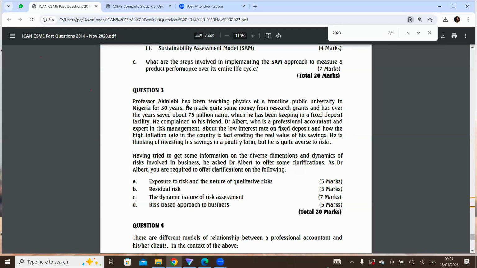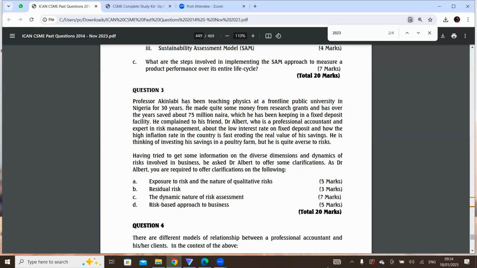So what is residual risk? Let's be fast. So if we're able to manage our time, we're able to do more questions. So what's residual risk? It is the risk that remains after efforts have been made to reduce risk, like whatever that is left.